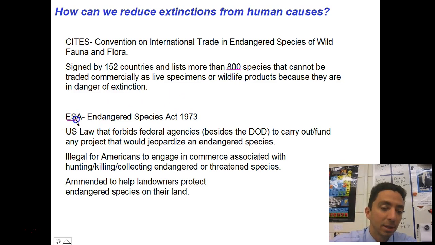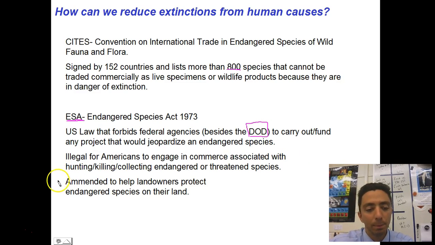The ESA is the U.S. law, so this is very similar to CITES, except it's a U.S. law. It forbids federal agencies from carrying out projects that could harm endangered species, except for the Department of Defense. All right, so we can test our bombs in the ocean, and it doesn't matter if we're killing the whales or anything like that. It also makes it illegal for Americans to engage in these activities, foreign or domestic, so here in the United States or elsewhere.